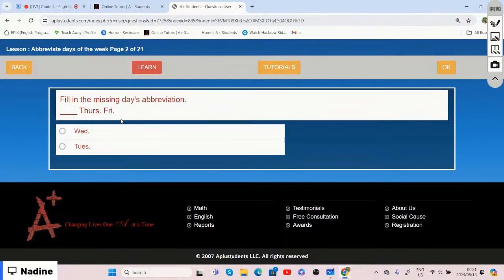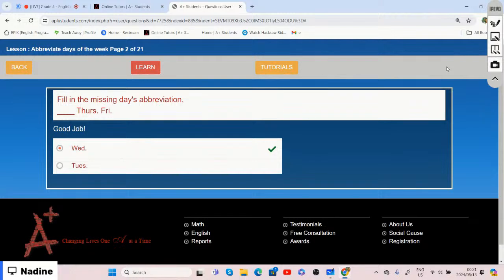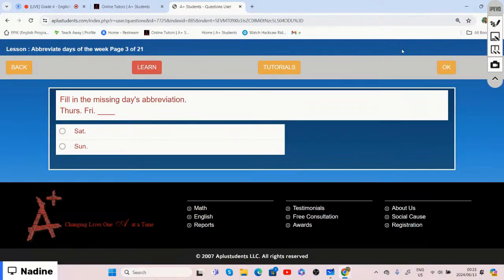Is it Wednesday that is the missing abbreviated word, or Tuesday that needs to come before Thursday and Friday? All right, then if we were to fill in the missing day's abbreviation, then we would say it is Wednesday, Thursday, Friday. Yes, so well done. Wednesday is correct.